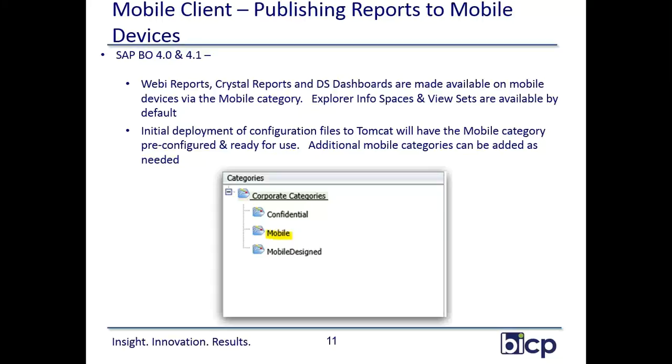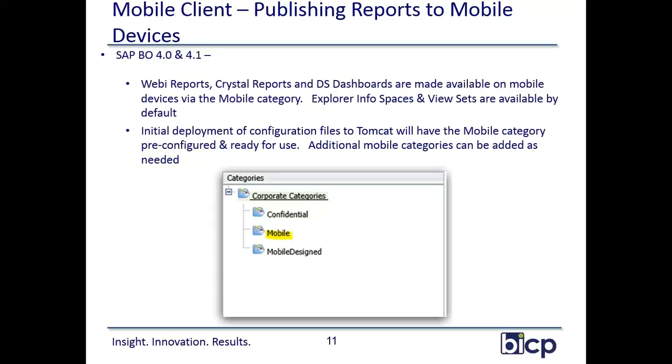Now, the next category that's part of the configuration file is the mobile design category. I'll elaborate on this a little later in the presentation, but basically there are 2 different layouts that you can choose from within Web Intelligence. If you wanted to go the route of the page layout, then in addition to publishing your report to the mobile category, you'd also publish it to the mobile design category.